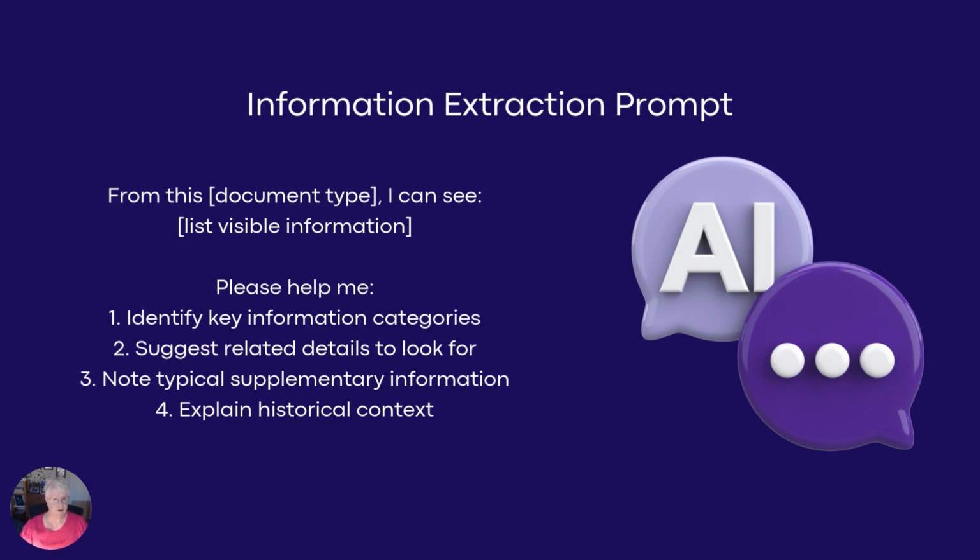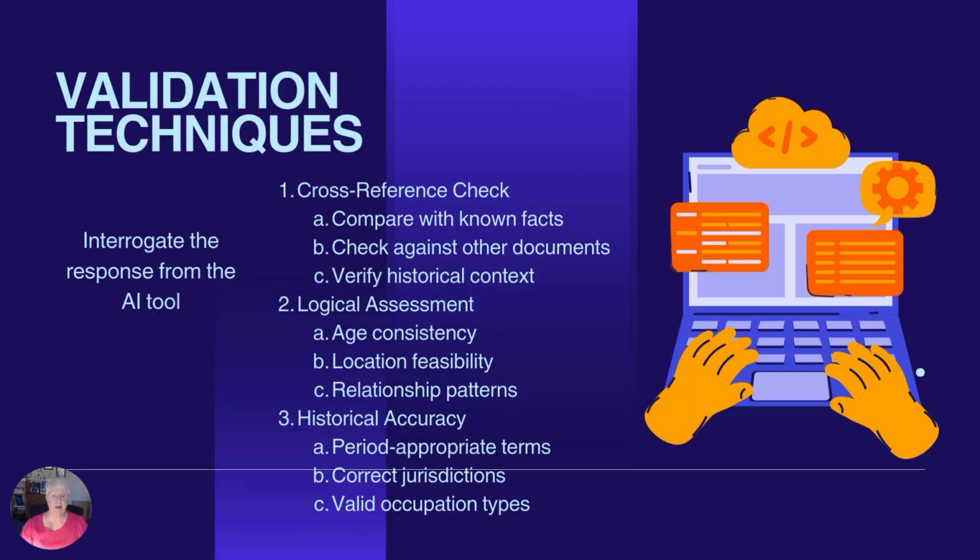So a prompt for your information extraction could look like this. From this document type, I can see certain visible information. Please help me identify key information categories, suggest related details to look at, note typical supplementary information, and explain the historical context. Validation techniques are an important part of the process.